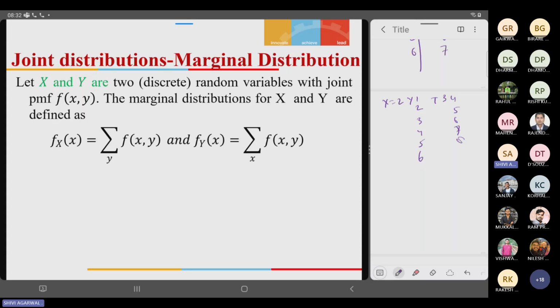Any query till now? Any query till now? I'm not getting any response. Am I audible? Okay. So it means no query.